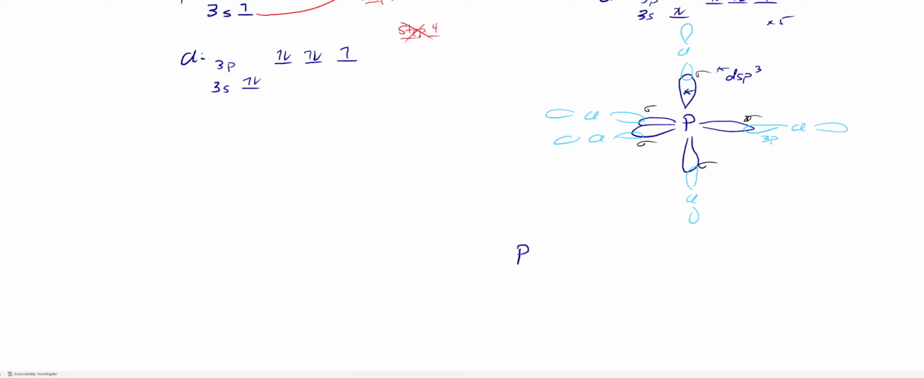I have P, I have a chlorine and a chlorine. That's my triangular plane. And then I have a chlorine coming up and a chlorine coming down. Bond angles. So the chlorine above and below make a 90-degree bond angle with the chlorines on the plane, and these chlorines all on the plane have a bond angle of 120 degrees.